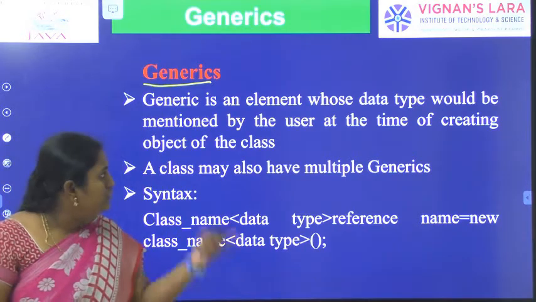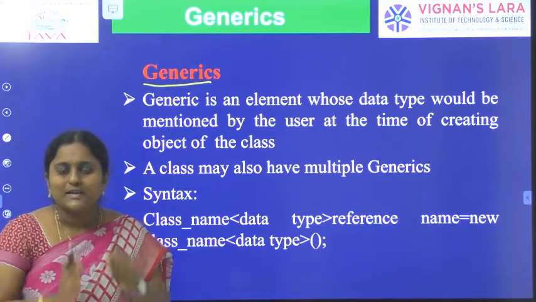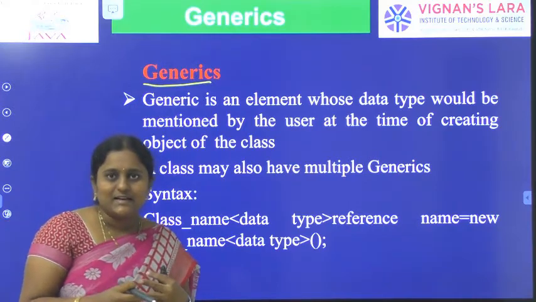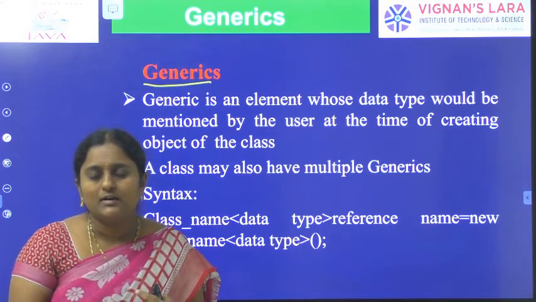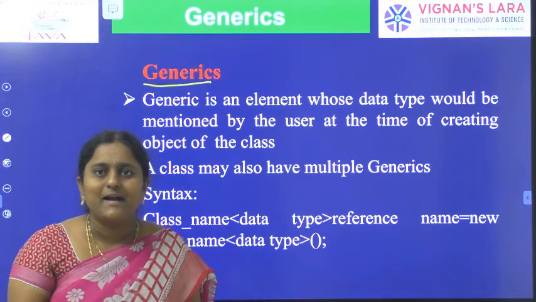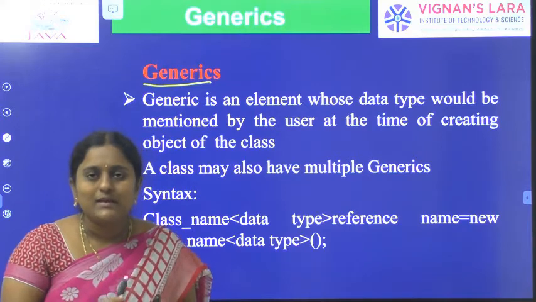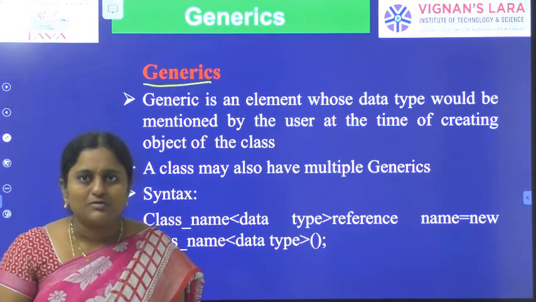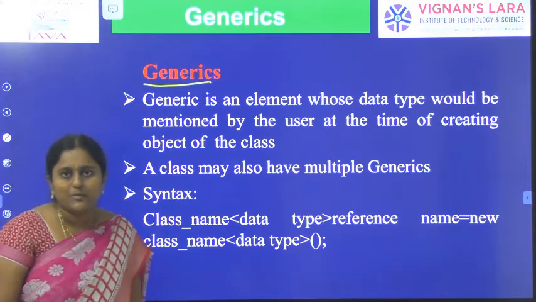Generic is an element whose data type would be mentioned by the user at the time of creating an object of the class. Suppose we have to develop one program, so we can define a number of variables. A variable can be defined with the help of a data type, for example int a, float b, and so on. So a generic is an element whose data type could be mentioned by the end user at the time of creating an object of the class. It is known as generic. A class can have multiple generics.